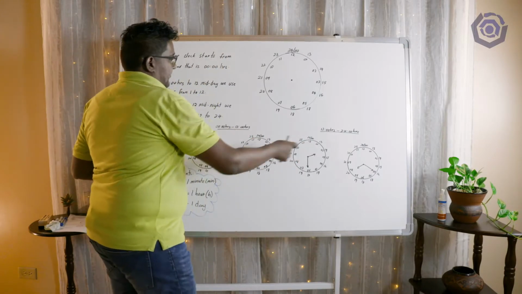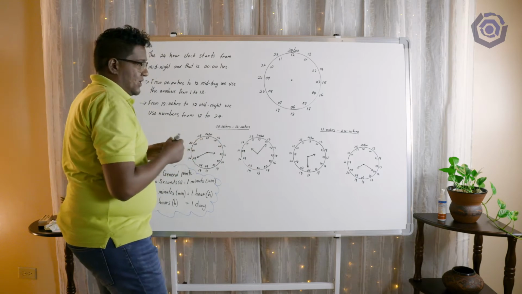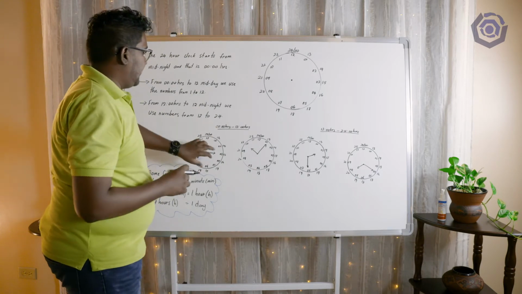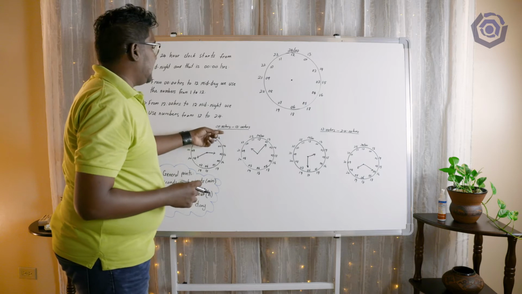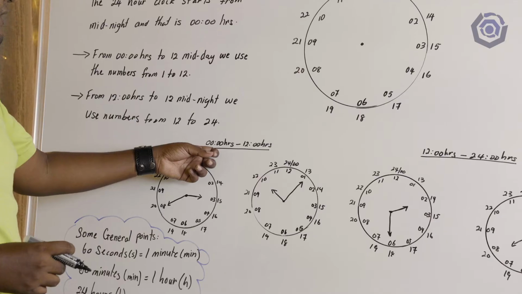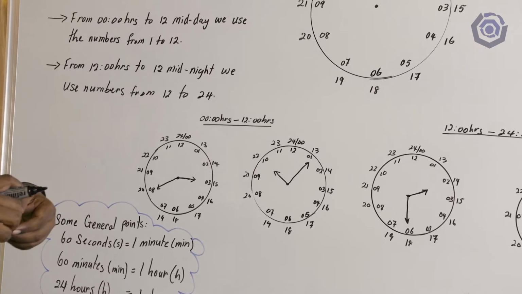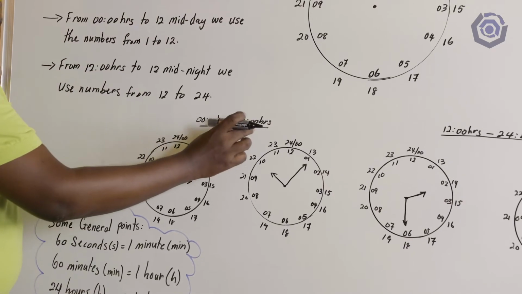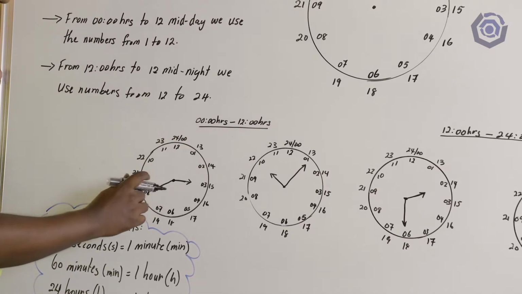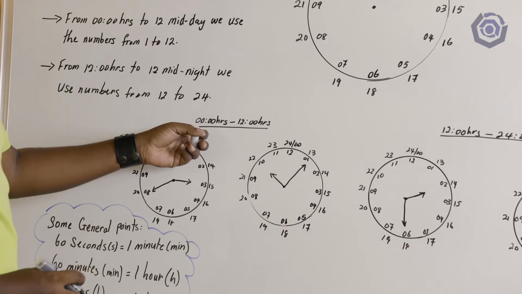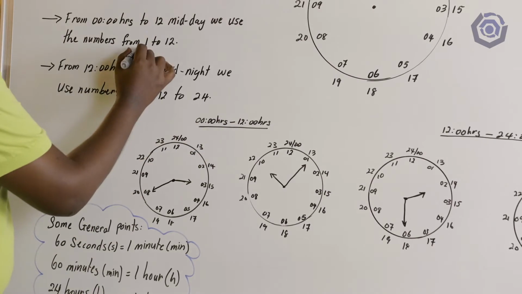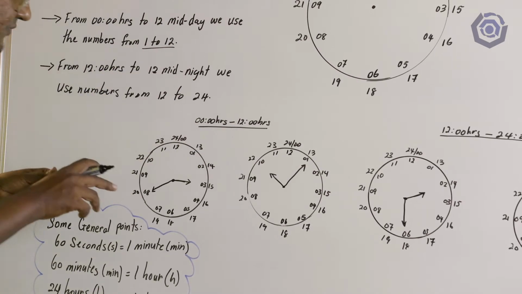Now, I have 4 examples here, or 4 clocks. Let's try and write the time. The first two, we're looking at time between 00:100 hours to 1200 hours. That is from midnight to midday. So the first one, since we're dealing from midnight to midday, we have to use numbers from 1 to 12.